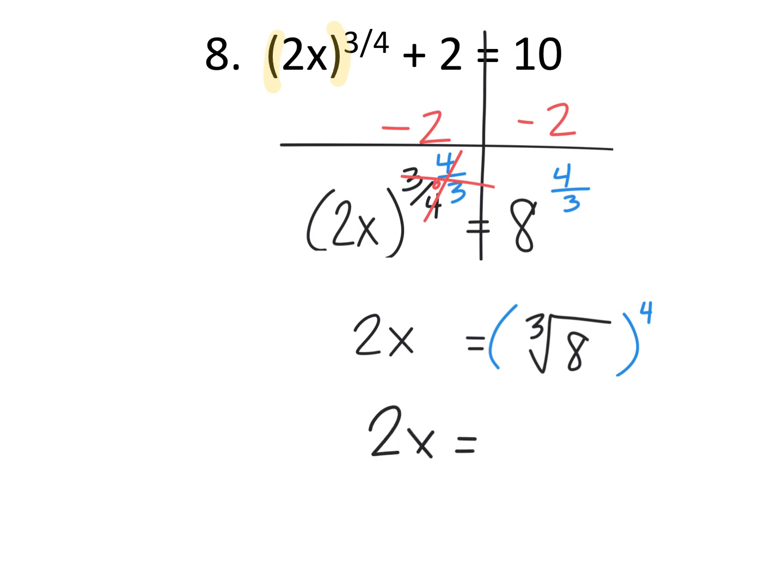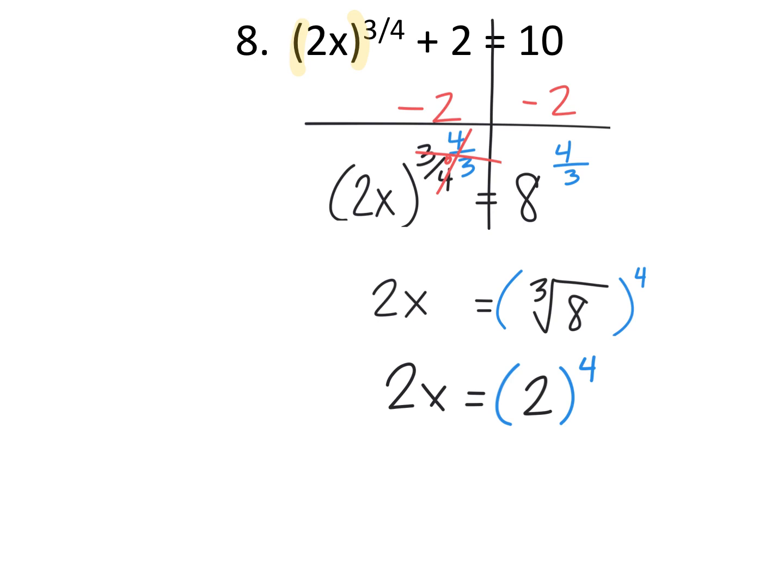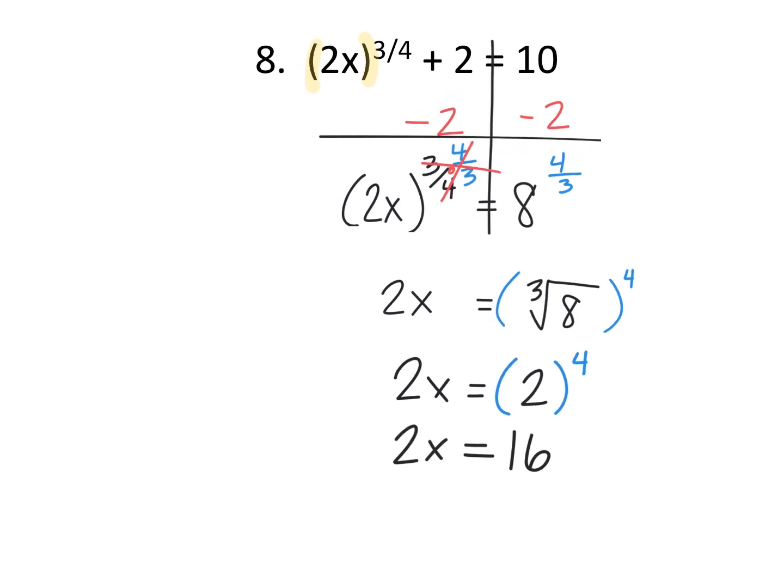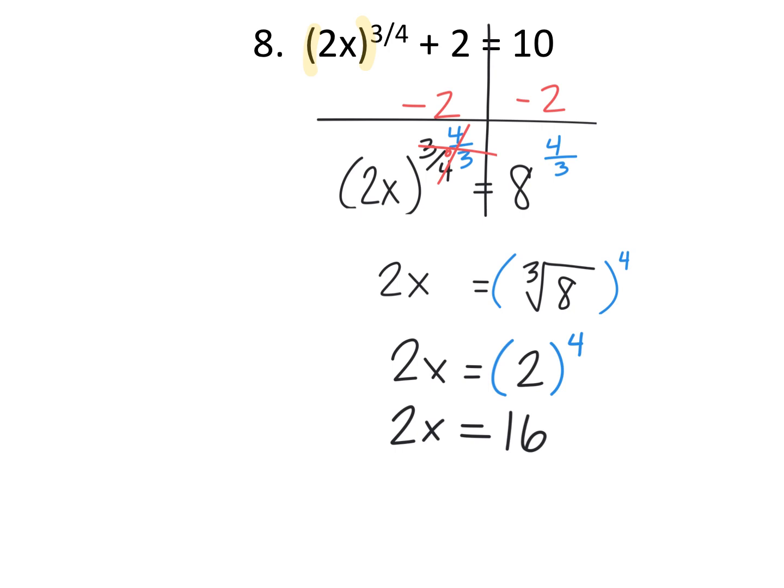So now you have 2 raised to the 4th. And what is 2 raised to the 4th power? That's 16. Hopefully these are ones, but at least with 2s that we're starting to know. Yeah, 16. So what you actually have is this. 2x is equal to 16. And if you divide, what you're going to get? 8. Do not box your answer because you're not done, right?